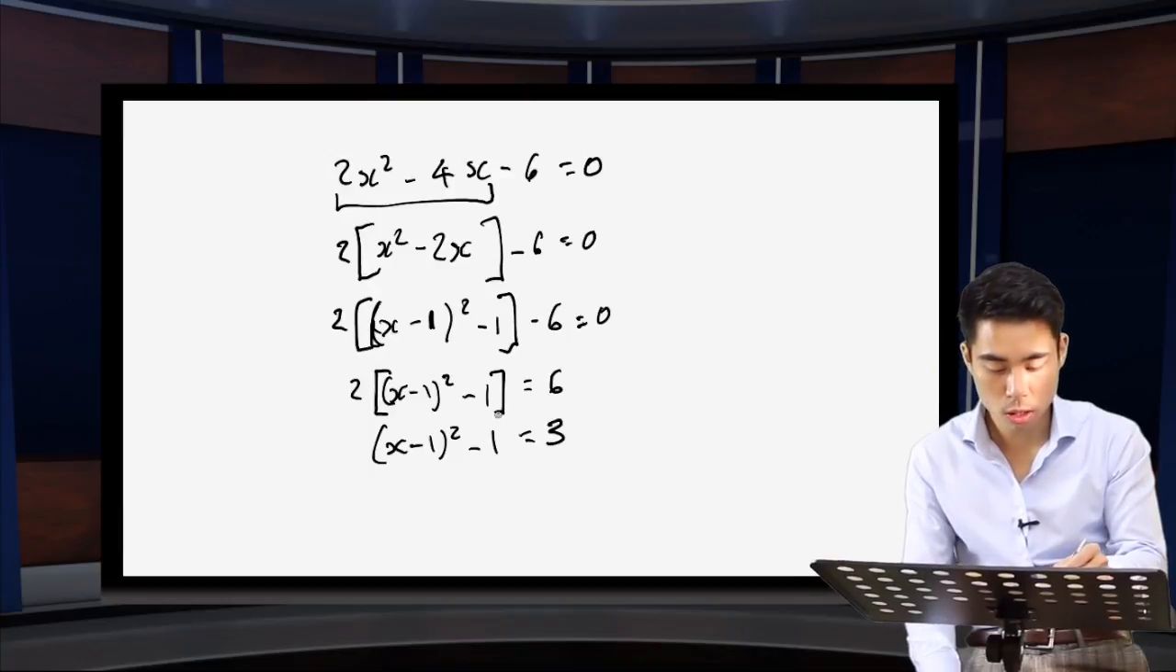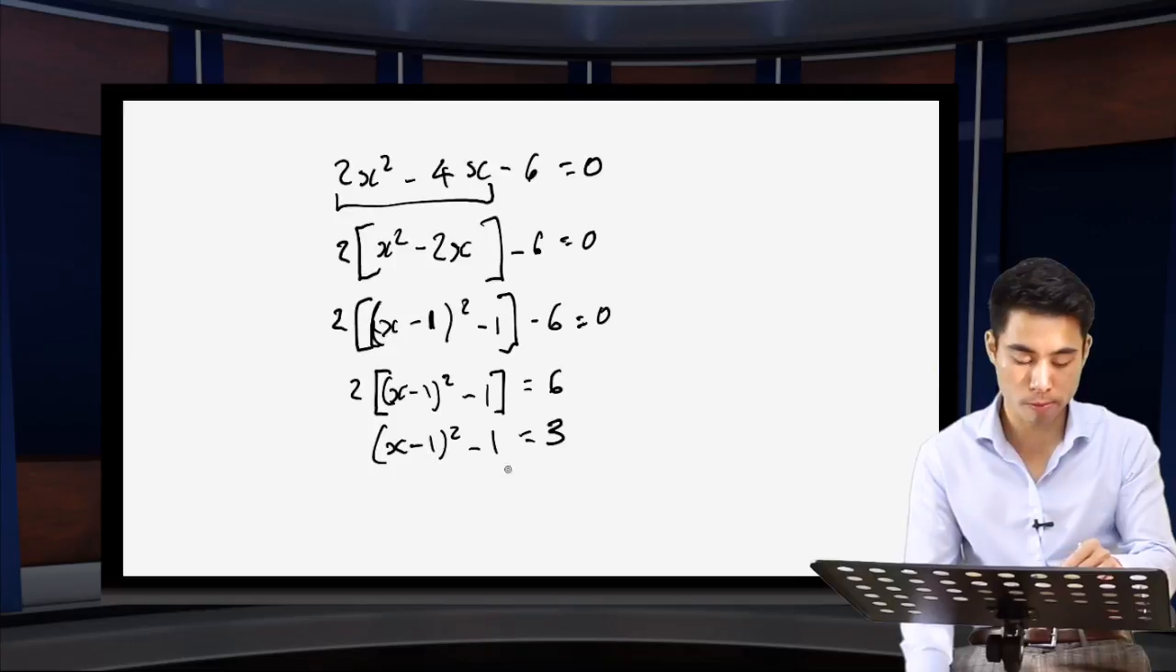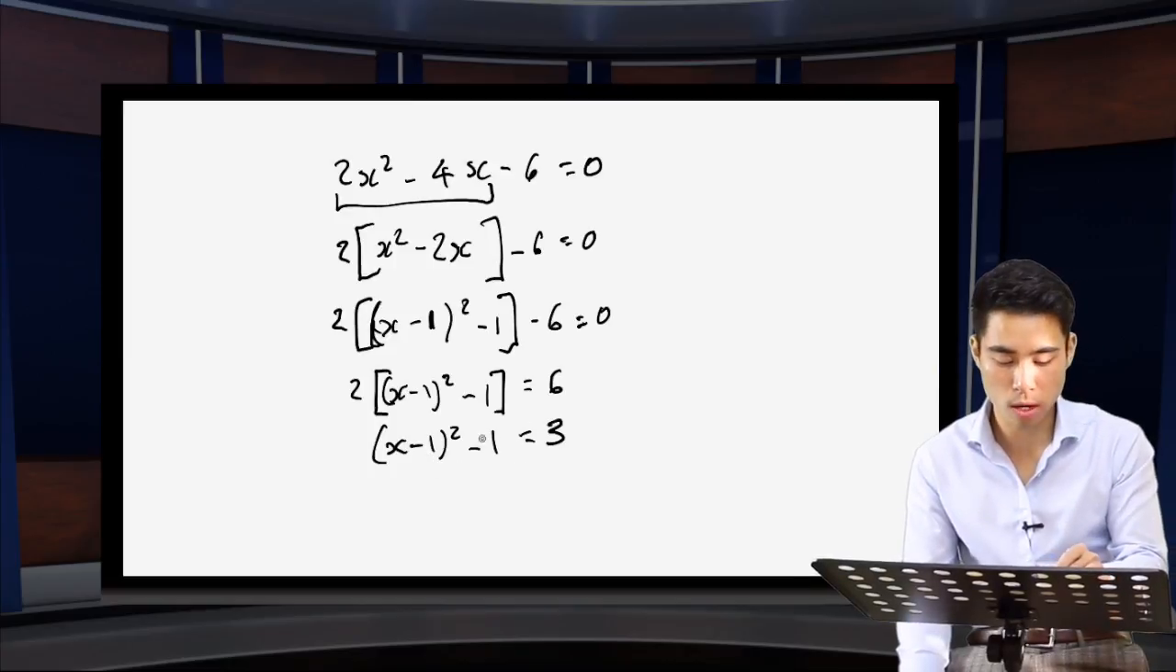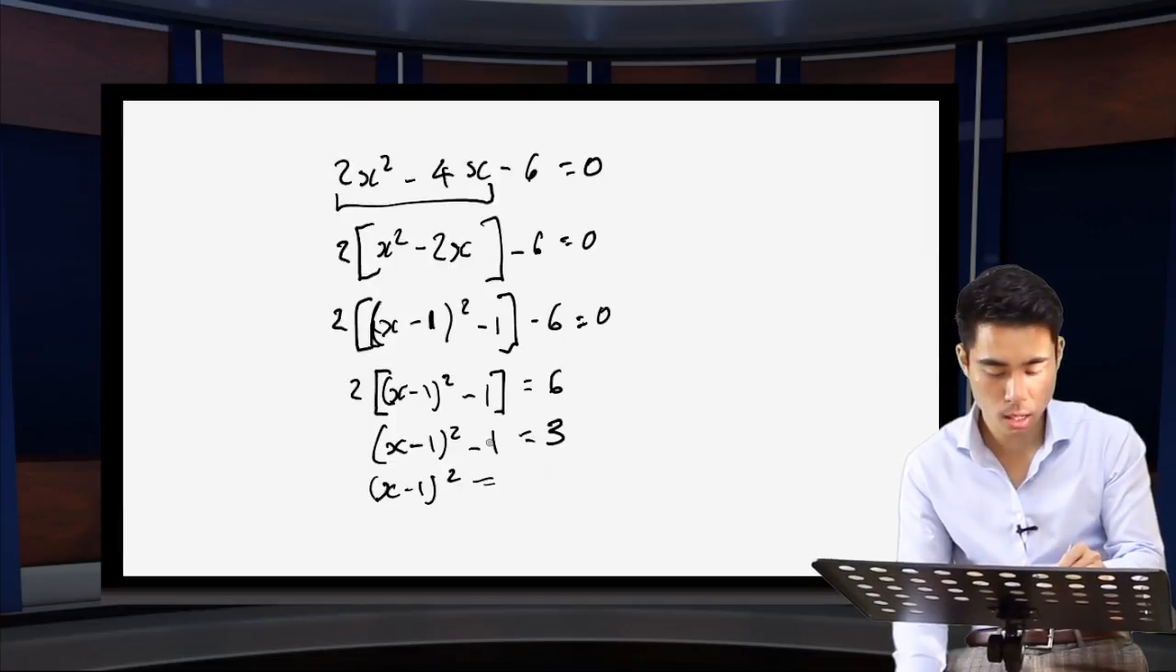And now this equation here looks familiar. We know what to do when we're presented with a situation here. We need to undo this minus 1 first, undo that squared term, and then undo this minus 1 term here. So how do I undo this minus 1? Move it to the other side. I add 1 to both sides. 4 on the right hand side.